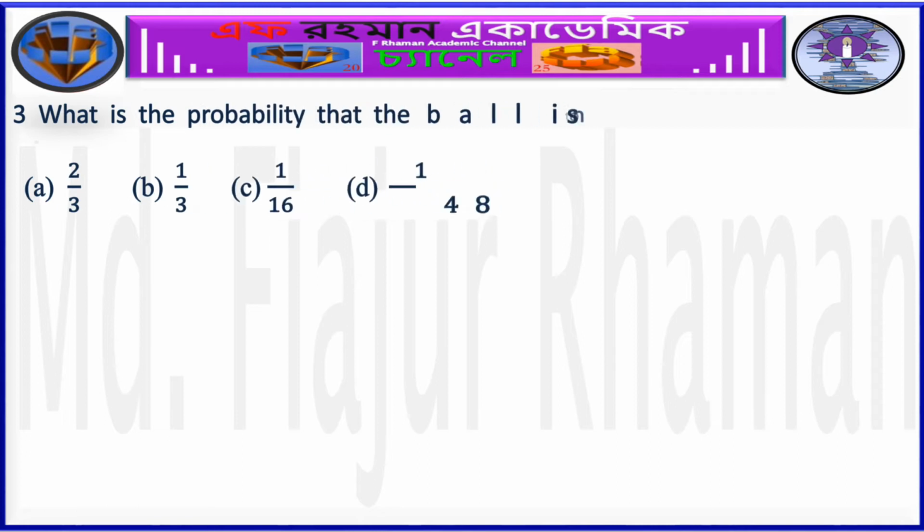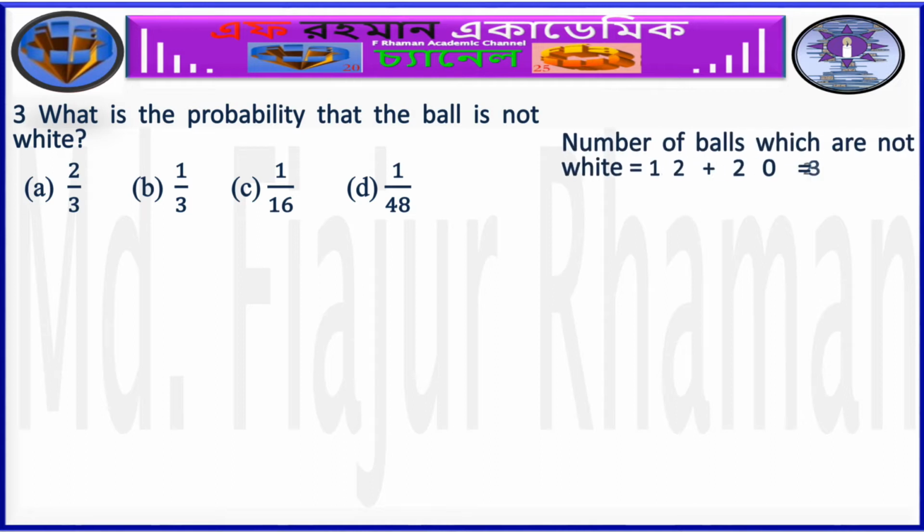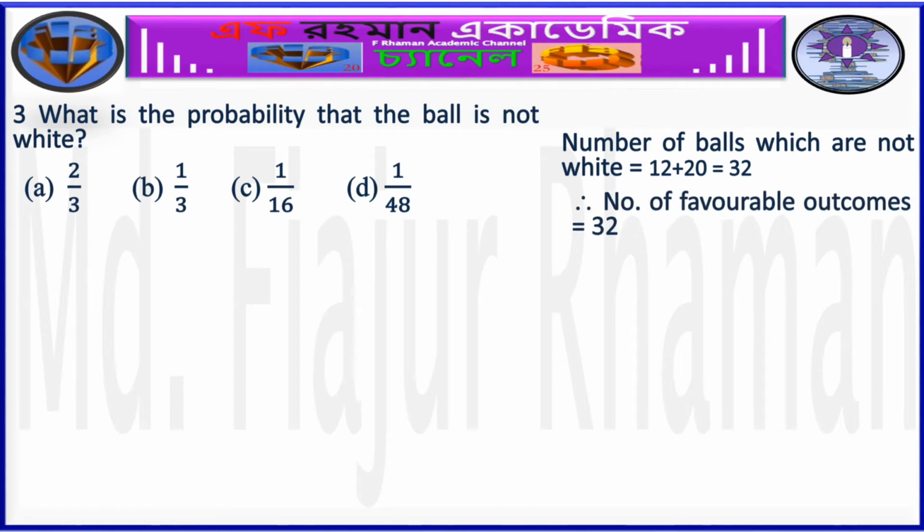MCQ 3. What is the probability that the ball is not white? Number of balls which are not white is equal to 12 plus 20 is equal to 32. Therefore, the number of favorable outcomes is equal to 32.